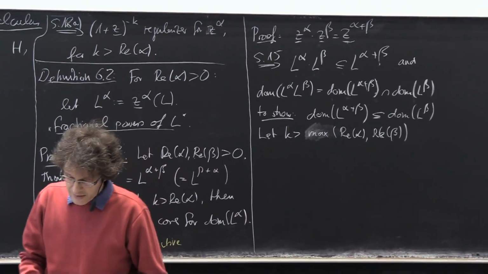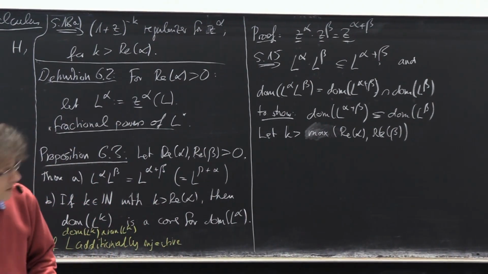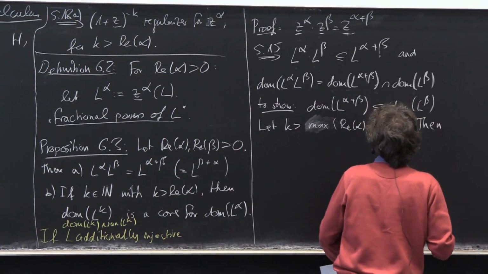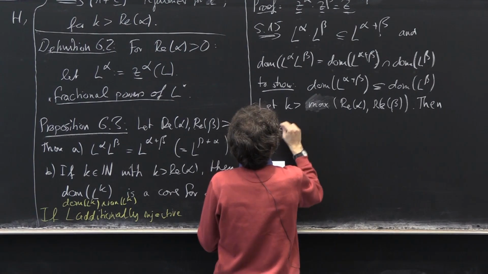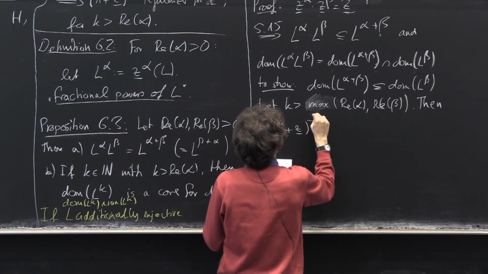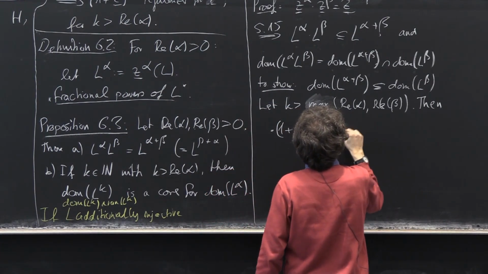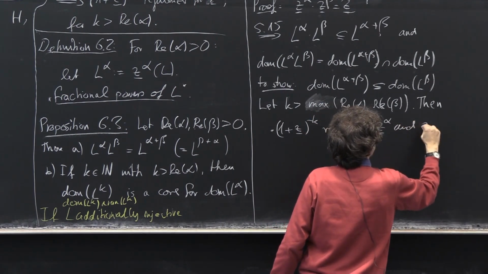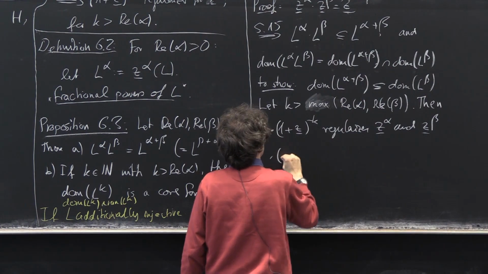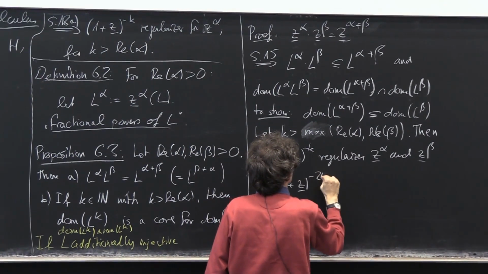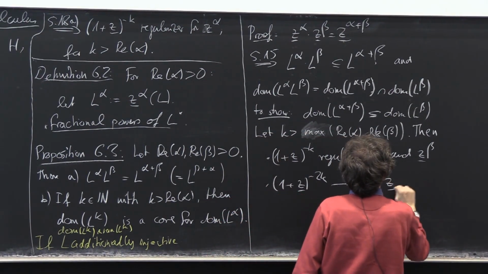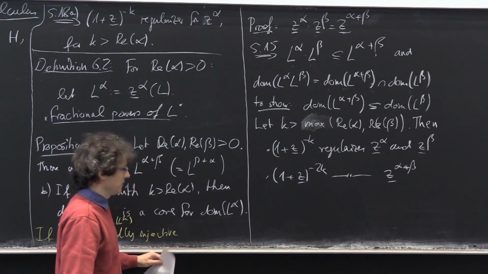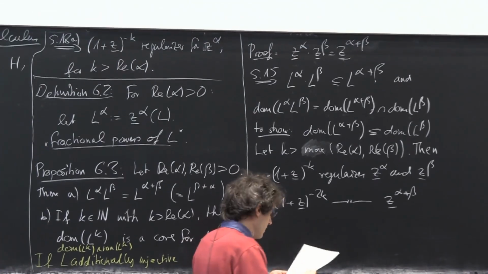Note that then 2k is larger than the real part of the sum. So this means that the function 1 plus z to the minus k regularizes z to the alpha and z to the beta, and 1 plus z to the minus 2k regularizes z to the alpha plus beta, because then 2k is larger than the real part of alpha plus the real part of beta. Okay.